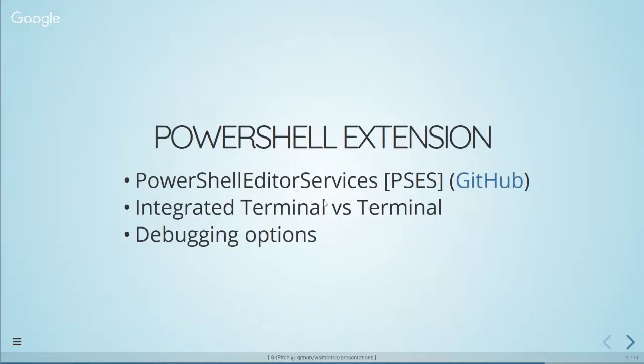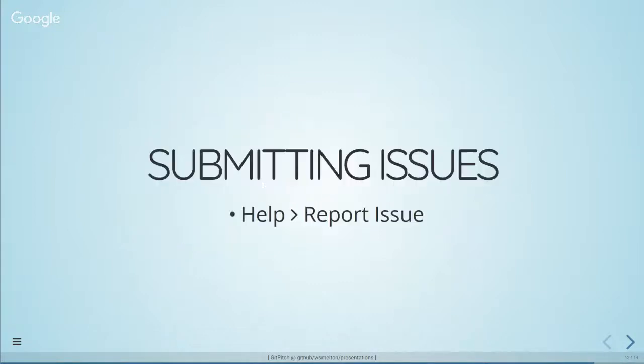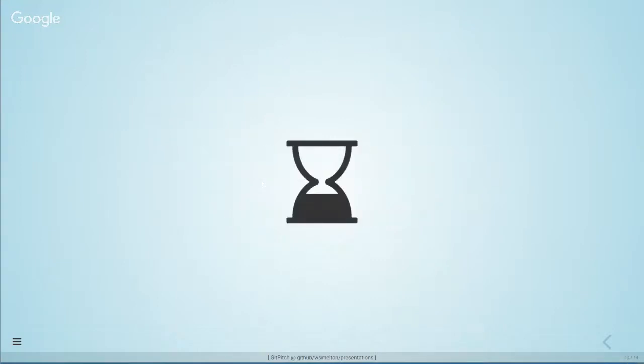The PowerShell extension specifically is based off of PowerShell Editor Services. This is a separate project on GitHub, but the integrated terminal that you use within VS Code is a custom host that PowerShell Editor Services builds when it starts. Then you also have debugging options. This is the PowerShell debugger, the same thing that you would use with PowerShell ISE. And that's pretty much all of that.